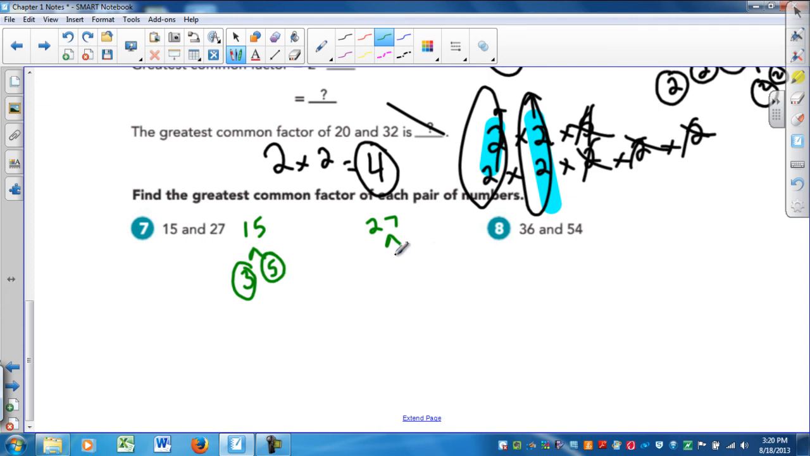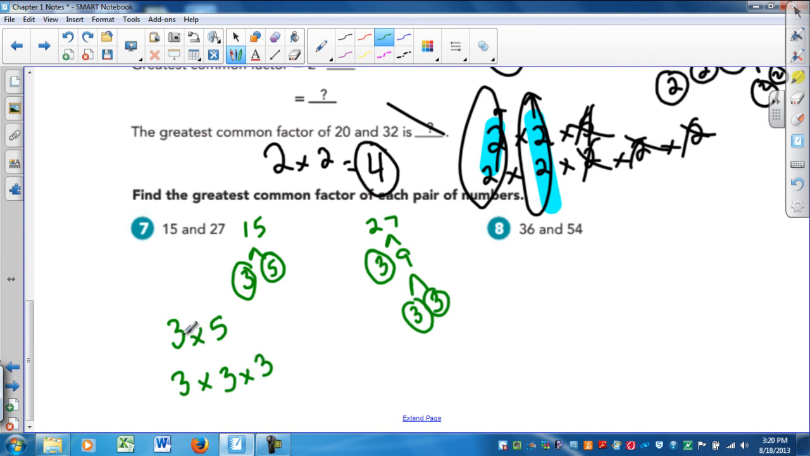Okay? 27, I know that I can break that into 3 and 9. I knew that 3 was a factor of 27. Again, if you think back to the rule I taught you, if you add the digits, 2 plus 7 is 9. 3 is a factor of 9. Then we circle 3 because it's prime. And then 9 would be just 3 and 3 there. Now we have our prime factorizations. We have 3 times 5 for 15, and we have 3 times 3 times 3 for 27.